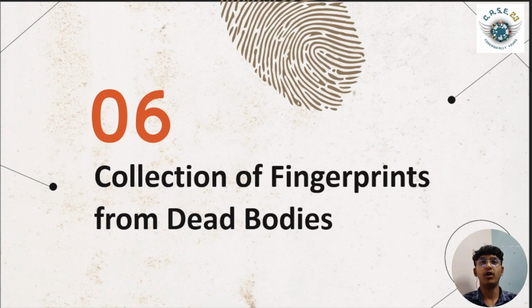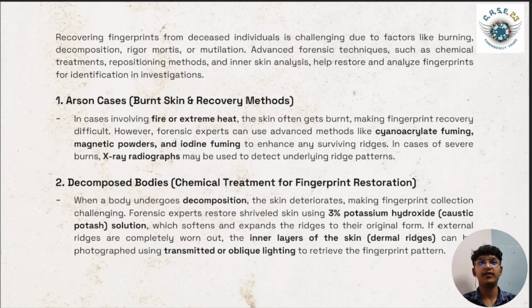Finally, we are moving on to one of the most challenging yet fascinating aspects of forensic science, that is collecting fingerprints from dead bodies. This is where forensic scientists push the limits of science to recover fingerprints, even in the most extreme conditions. Recovering prints from deceased individuals is not as straightforward as lifting a fingerprint off a glass. Factors like burning, decomposition, rigor mortis, or mutilation can make the process extremely difficult. But thanks to advanced forensic techniques, prints can still be restored and analyzed for identification.